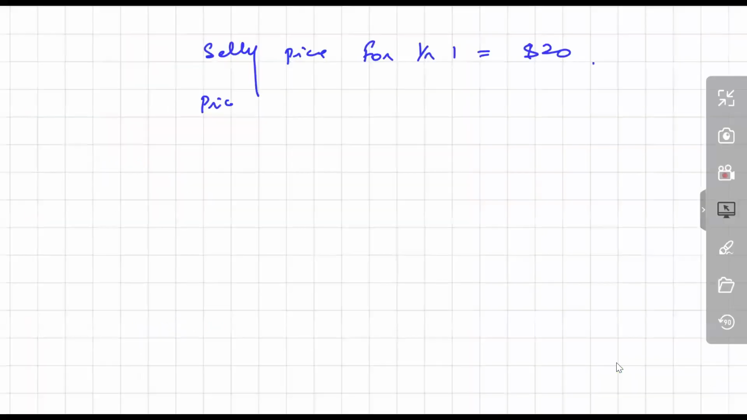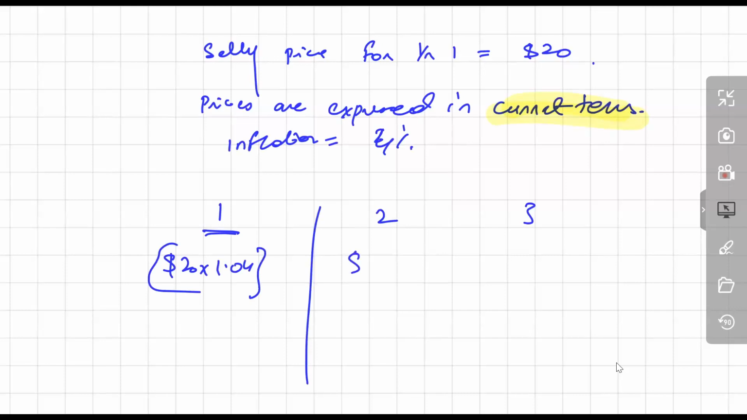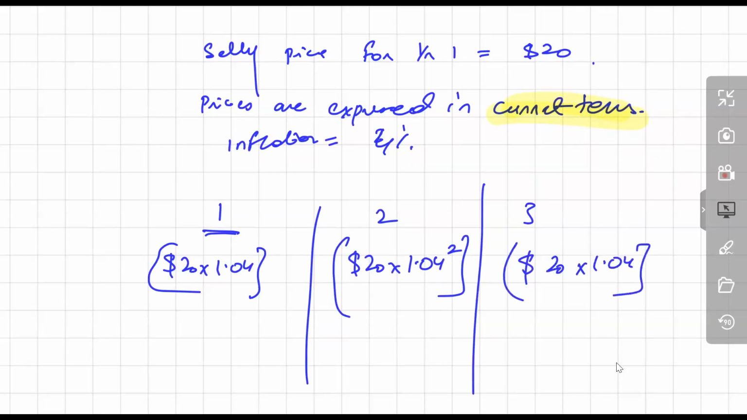Okay, let's say the selling price for year one is $20. The prices are expressed in current terms. So what does it mean? In current terms actually means that if inflation is 4%, let's say. So for the year one, year two, year three, for the year one, you would say $20 multiplied by 1.04. For the year two, you would say $20 multiplied by 1.04 power 2. For the year three, you would say $20 multiplied by 1.04 power 3.